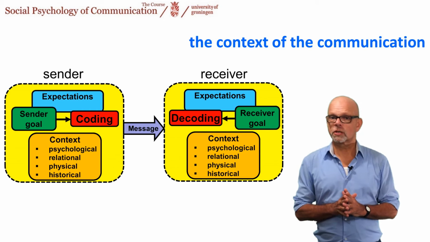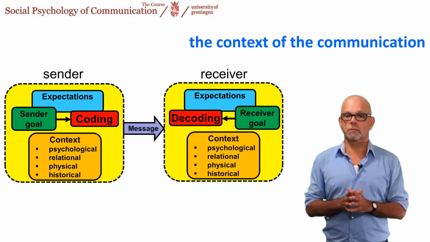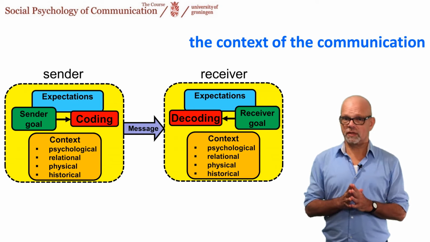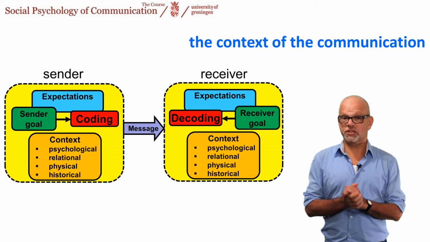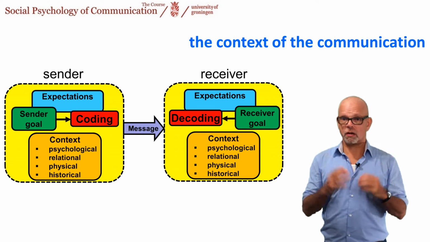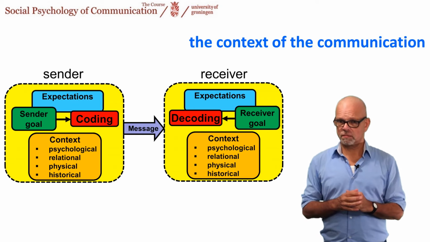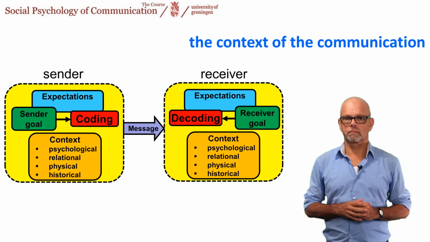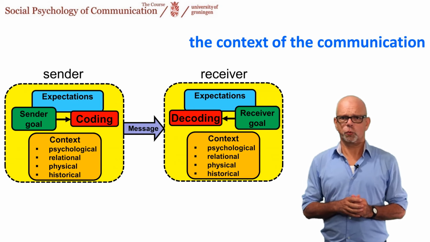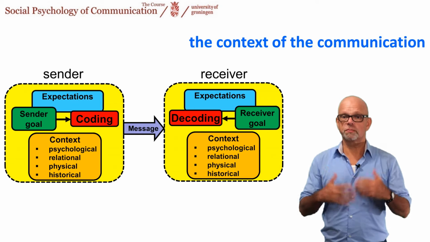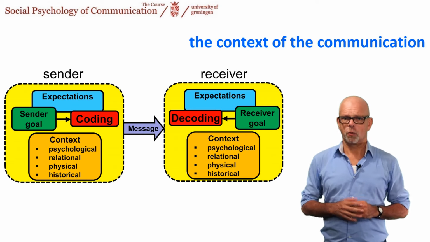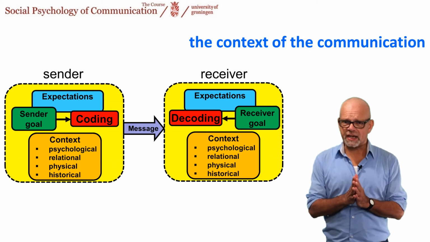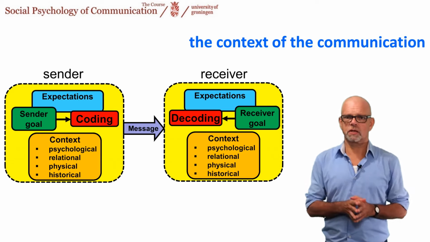The physical context refers to the physical setting of the communication. Does it take place on the street or in a private environment? Is the environment noisy or dark? How are people seated? Do they communicate face to face or online? The historical context refers to whether the communicators communicated before. What happened in earlier encounters, but also what has been said before in the running conversation.